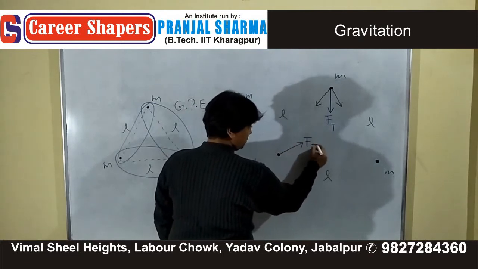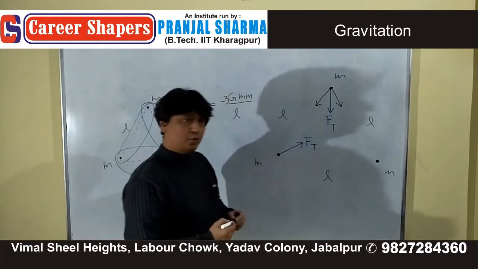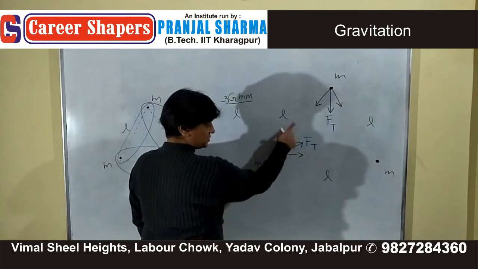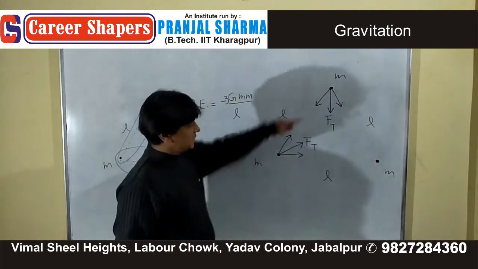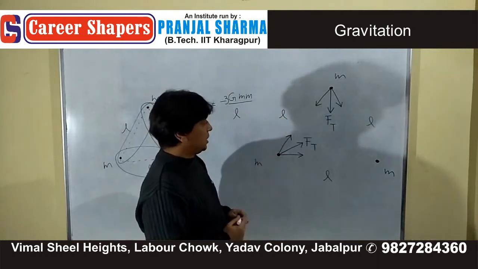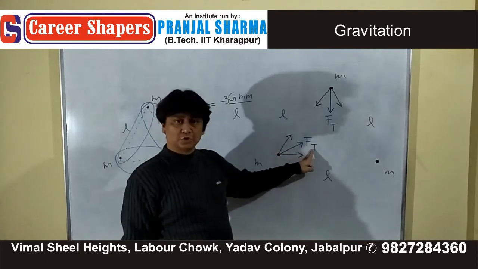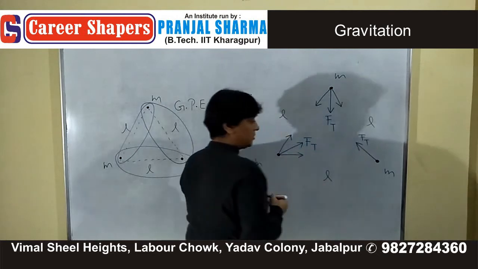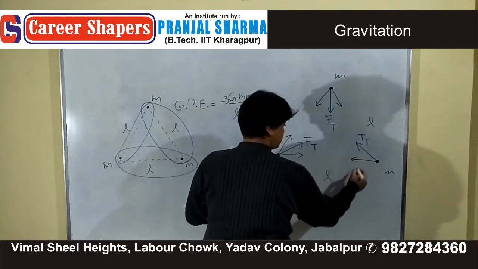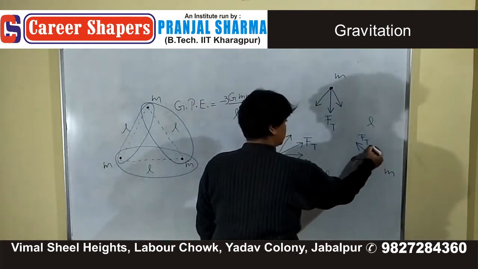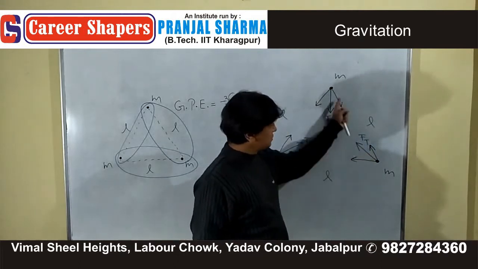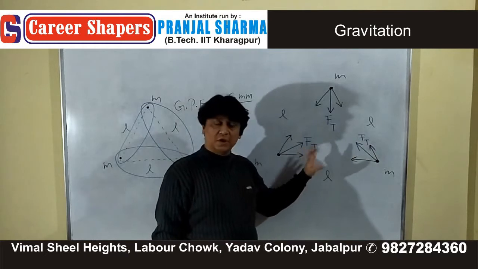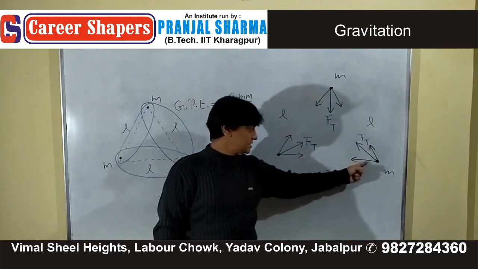Similar to this F total, F total is present on this mass also. This is being pulled in this direction by this block, and also in this direction by this block. This is action, this is reaction. The resultant of these two is also F total, and the same F total is present on this. Because this M is being pulled in this direction, action and reaction, and also in this direction, action and reaction. This M pulls this M, and this M pulls this M. F total, F total, F total. These are the resultant forces which are acting on this M, and this M.